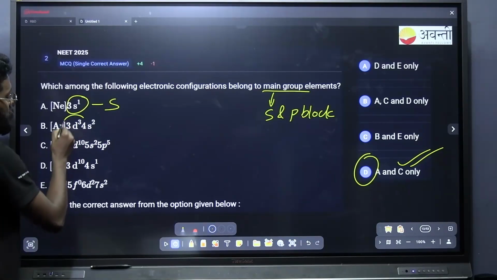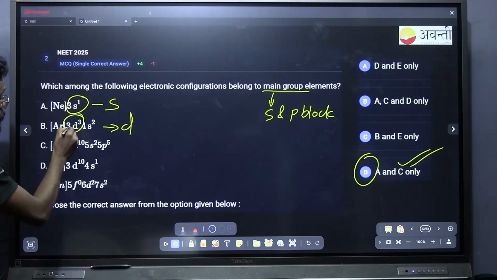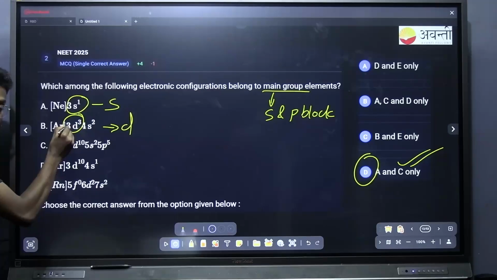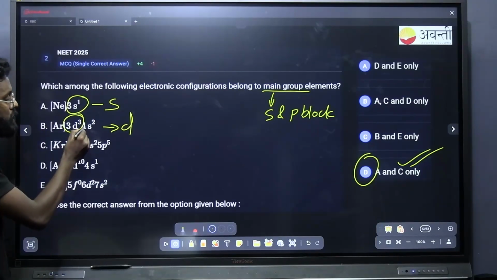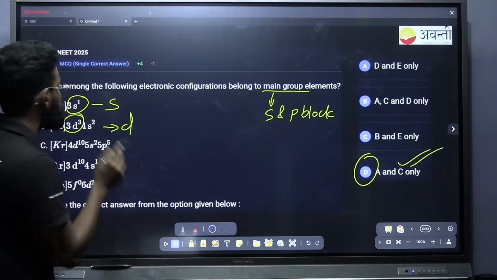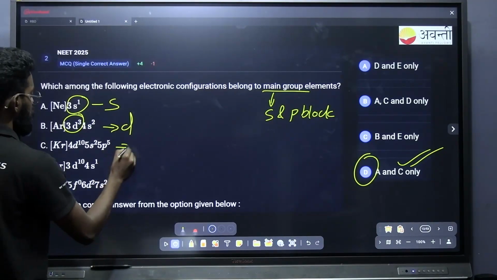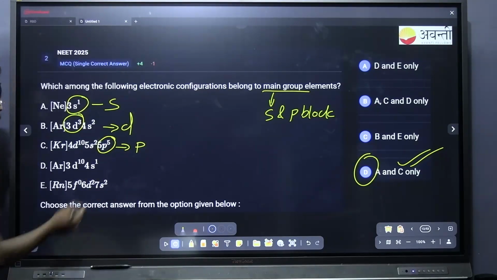Here we can see the last electron will be entering into the D orbital, because according to the Aufbau principle, the highest energy is 3D only. 3 plus 2 is 5, but for 4S it is 4 plus 0, which is 4. The last electron will be entering the shell which has the highest n plus l value. Now what about C? It is entering into the 5p.